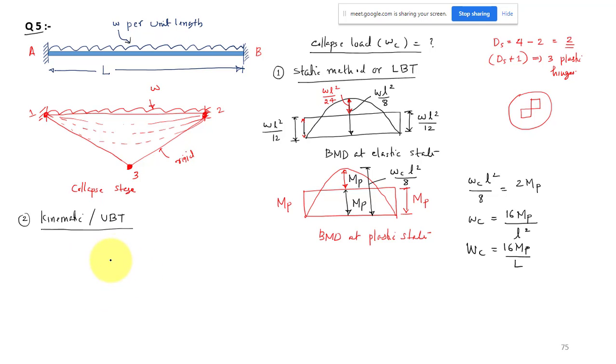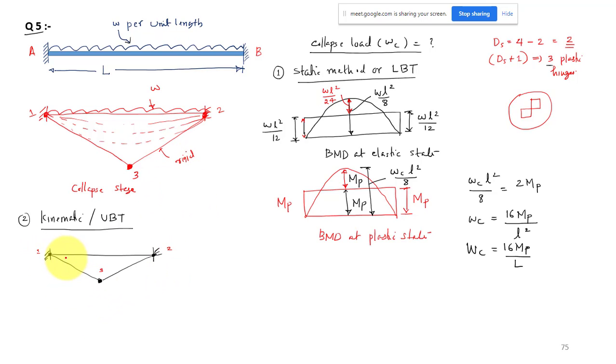So in the kinematic method, we have to assume a mechanism, and to form the mechanism, we need three plastic hinges. So your mechanism will be like this. We have the beam, the first hinge, second hinge, and finally the third hinge. So now I have one, two, and three plastic hinges, and this hinge will be forming at the center, because these are the three locations where we have the maximum moment. So there only we have to assign the hinge.